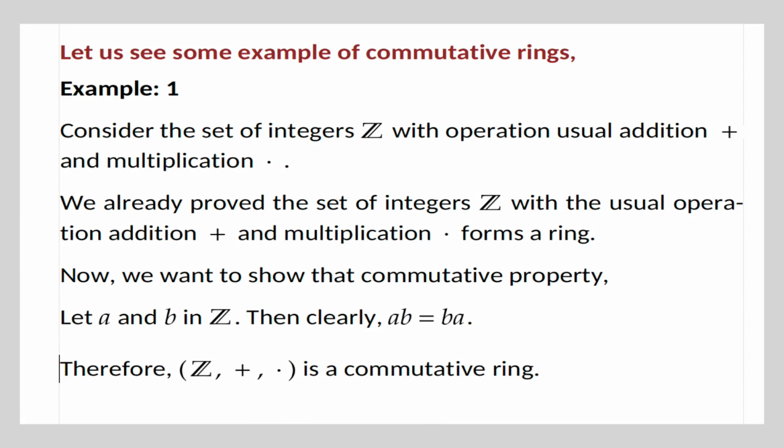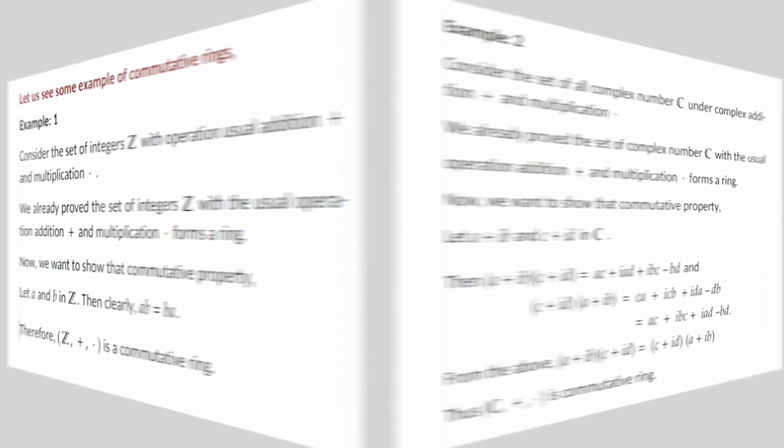The first example is: consider the set of integers Z with the usual addition and multiplication. We already proved that the set of integers with the usual operations forms a ring. Now we want to show the commutative property. Let a and b be in Z. Then clearly ab = ba. Therefore, (Z, +, ·) is a commutative ring.